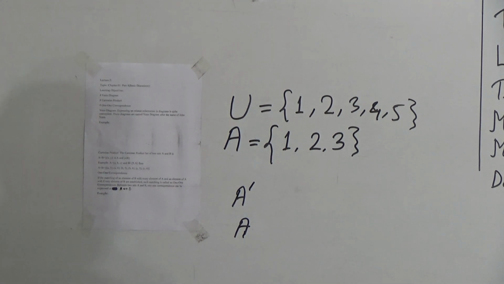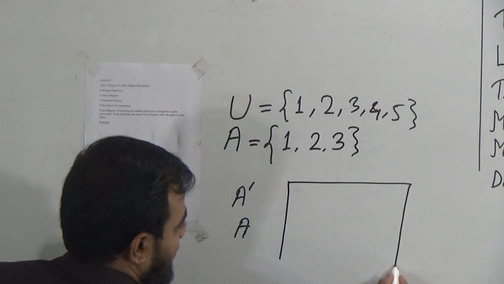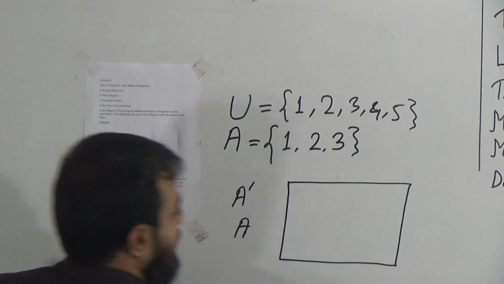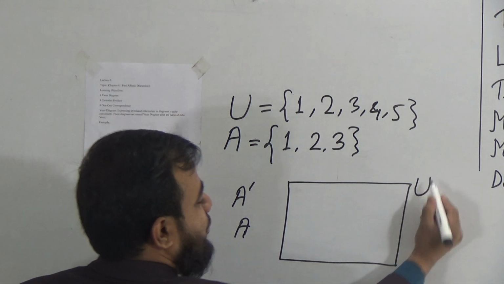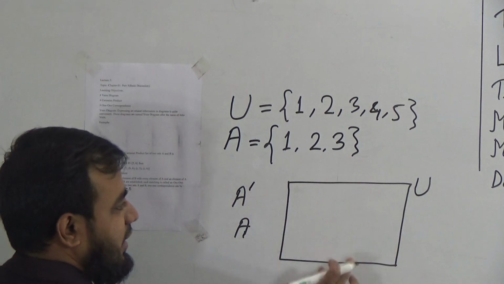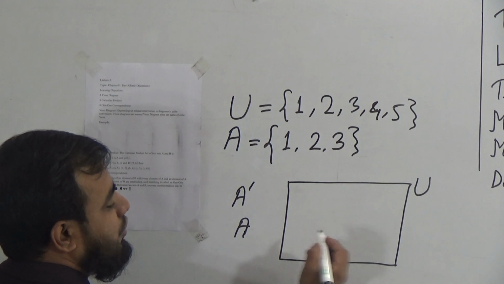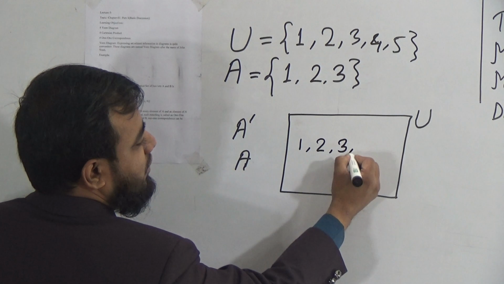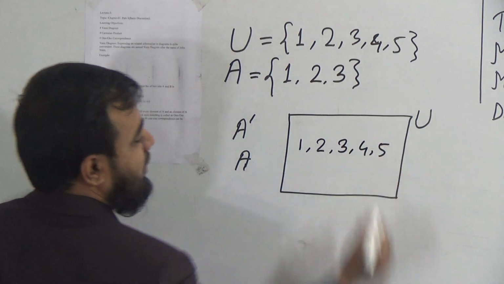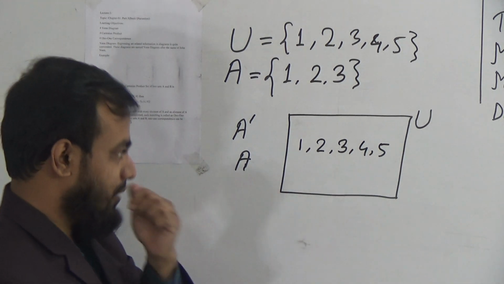Very easily. How? Look, suppose there is a rectangle here. We can assume this rectangle as the set U. That means this rectangle has all the values 1, 2, 3, 4, 5. All the elements of U are in this rectangle.